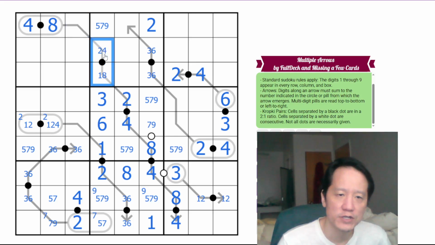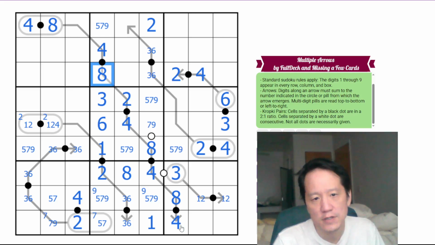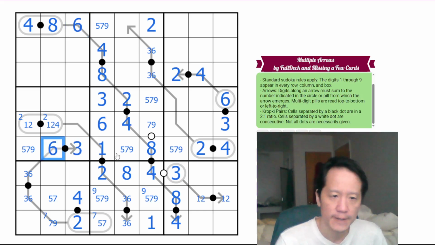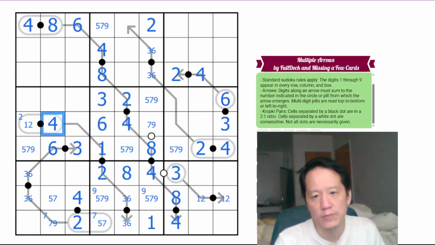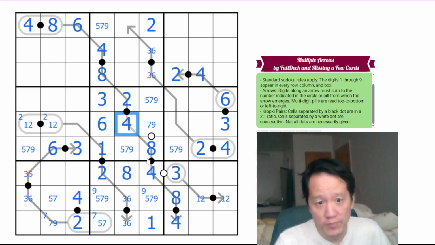If this is 1 and 2, that's too small to add up to 18 with one digit. So this has to be 4 and 8. So we have 4 and 8, 4 and 8, 4 and 8, which is 36, plus 2 and 4 is 42. So this must be a 6, which makes this a 3, which makes that a 6. 4 cannot be here because of this 4.